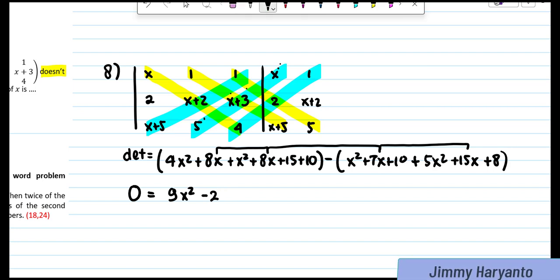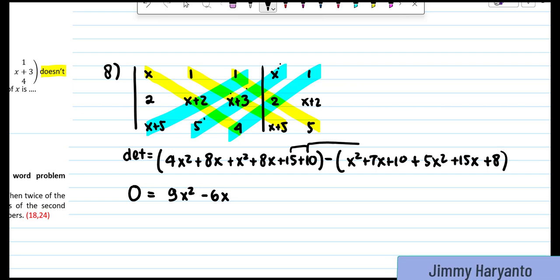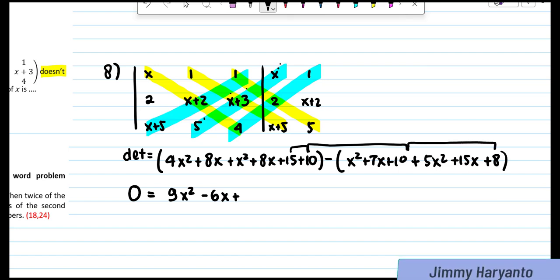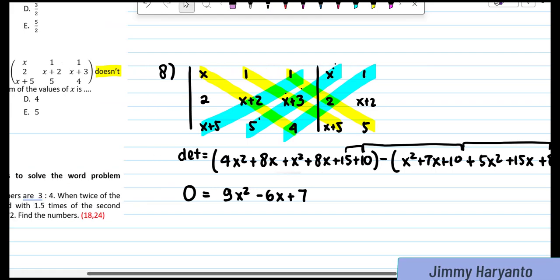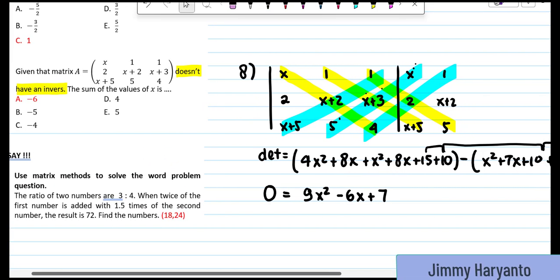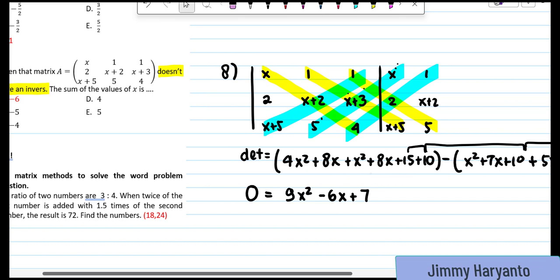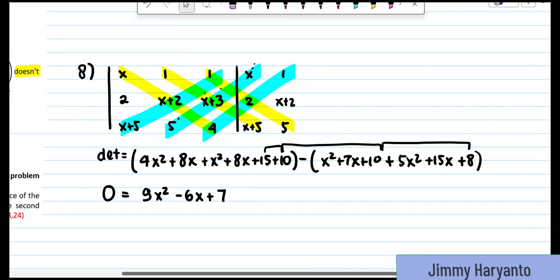No, 9x minus 15, negative, I cannot think, negative 6x. Okay, let's hope it's correct. Next is 25 minus 10. 25 minus 10 is 15, and then 15 minus 8 plus 7. Oh my god, the sum of the values of x. No, I think I made some mistakes.